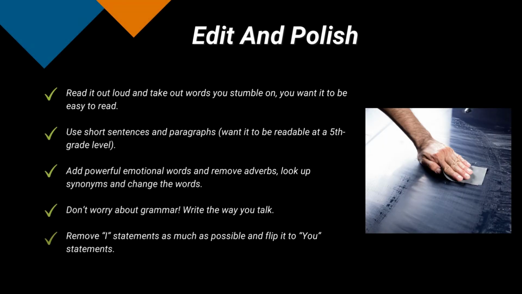So with that said, here's what you want to focus on when editing, which is read it out loud and take out words that you stumble on. You want it to be easy to read. Then you want to use short sentences and paragraphs. You can take parts of your copy and use the Hemingway app, as this will help you understand how easy it is to read. You literally want it to be readable at a 5th grade level. Then try and add powerful emotional words and remove any adverbs. You can look for synonyms and change the words.